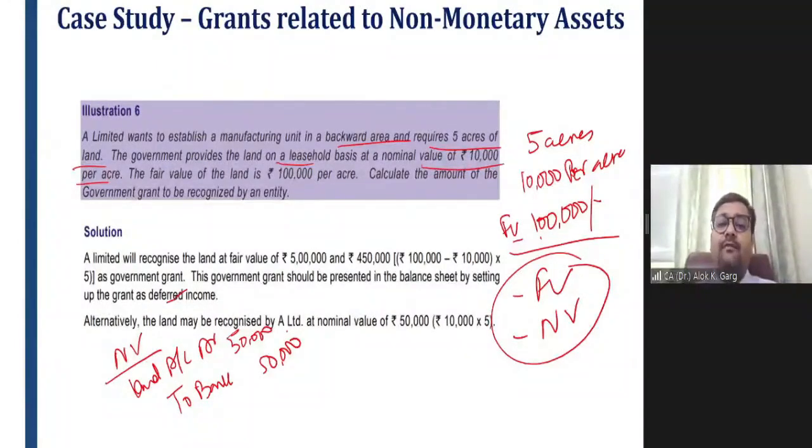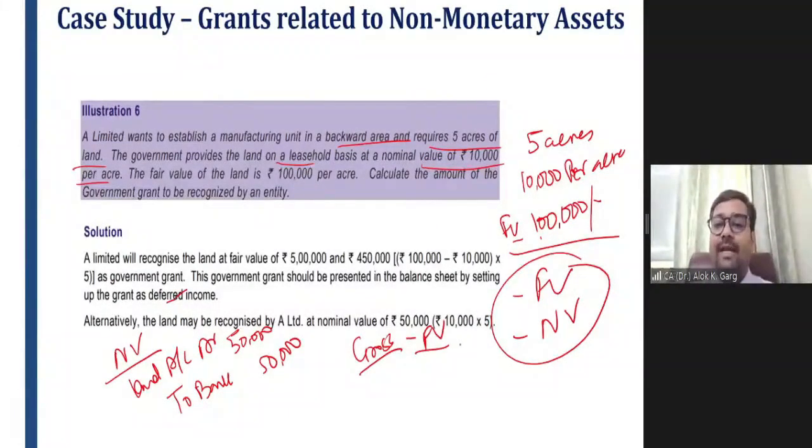I mean to say, when I say nominal value, it means whatever actual money the company has incurred, the asset has to be recognized at that value. Simple. Same as Ind AS, same as accounting standard. Second is the gross approach. When I say gross approach, it is the fair value.